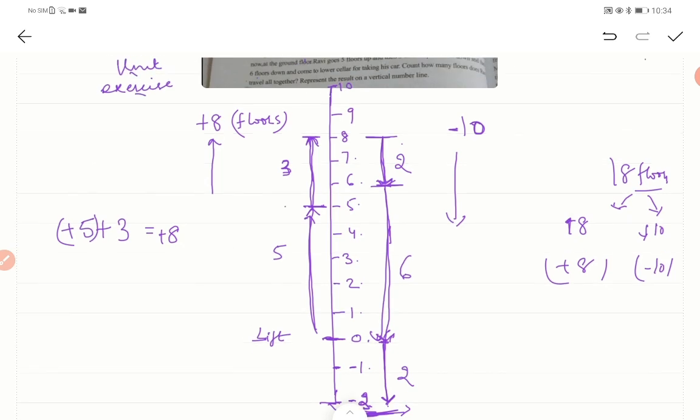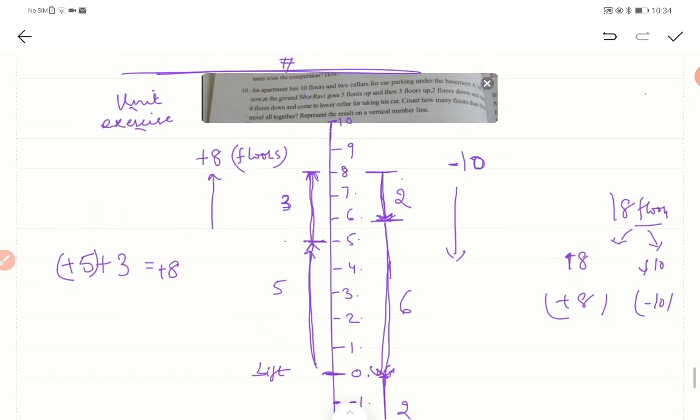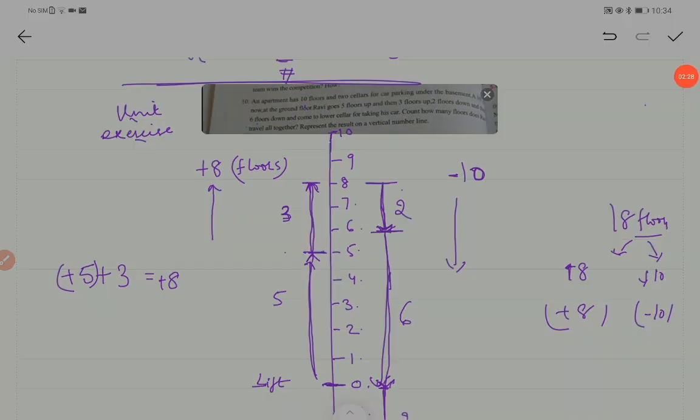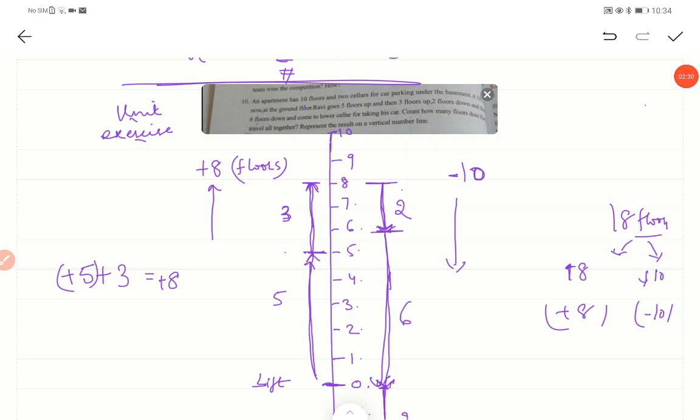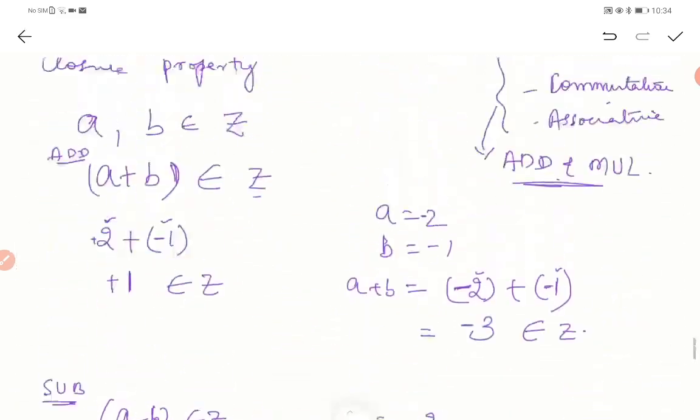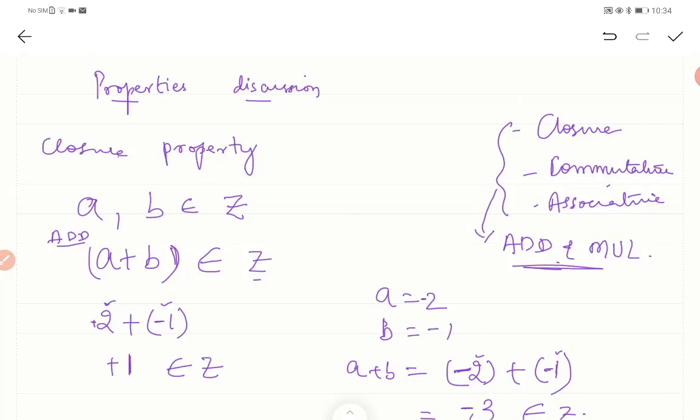A vertical number line. That's all for today. I took this example just to give you an idea of how you use integers in your day-to-day life. We can practice more examples on the subtraction and addition of integers in our Zoom meeting.